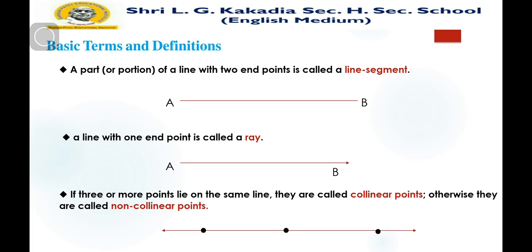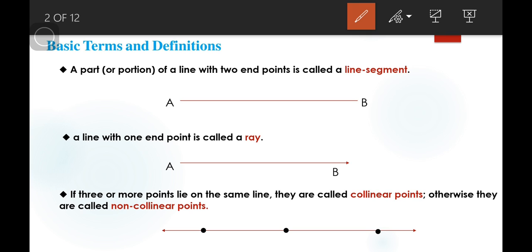If you want to denote a line segment, we write AB and put a bar on AB. So it is known as line segment AB. Or if we want to denote a ray, we take A, and the side toward which the line extends, which is B. So we take A to B, and we can denote it as a ray.